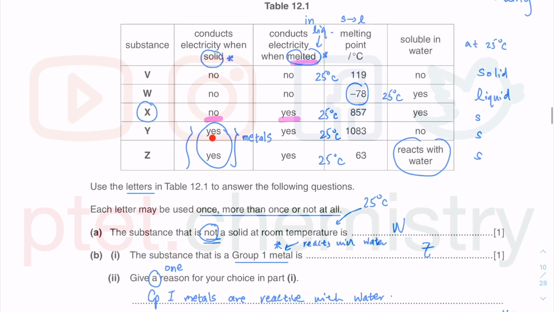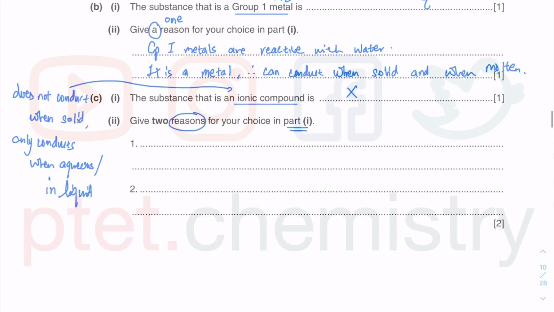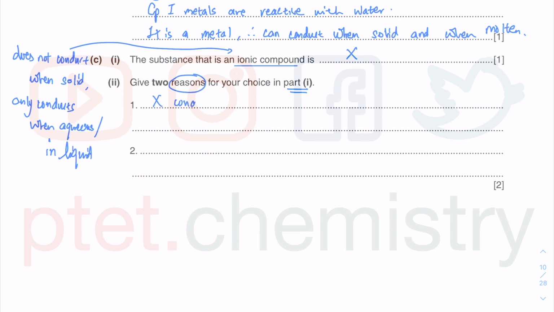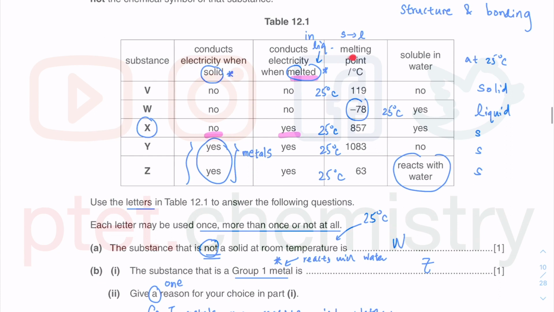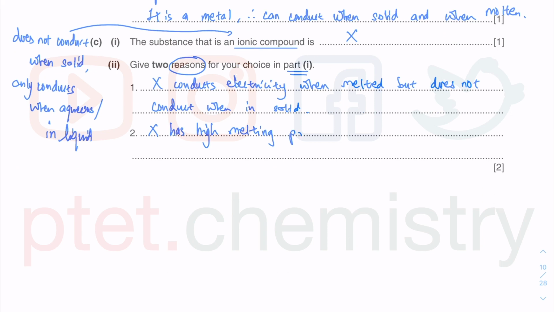Reason number one, ionic compounds conduct electricity when in liquid state or when molten, not when they are solid. So X conducts electricity when melted, but does not conduct electricity when solid. All right, I could also say X has a high melting point. According to the data in the table, we can read the melting point, and this is considered a very high melting point. So X has a high melting point.